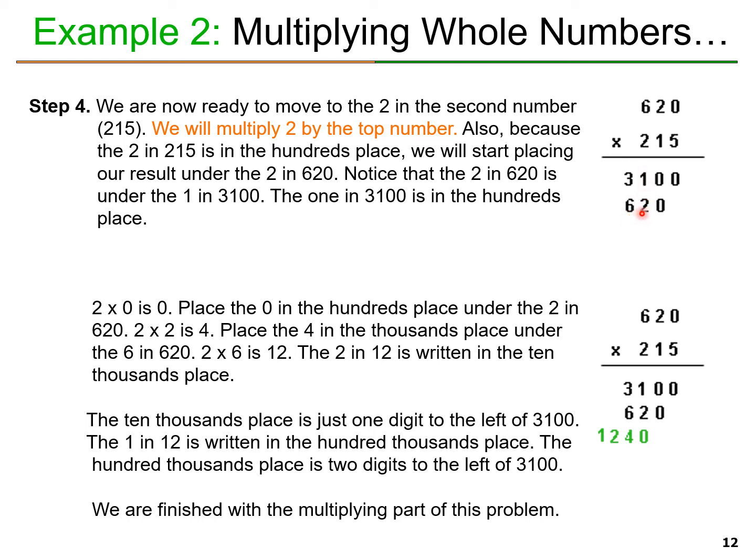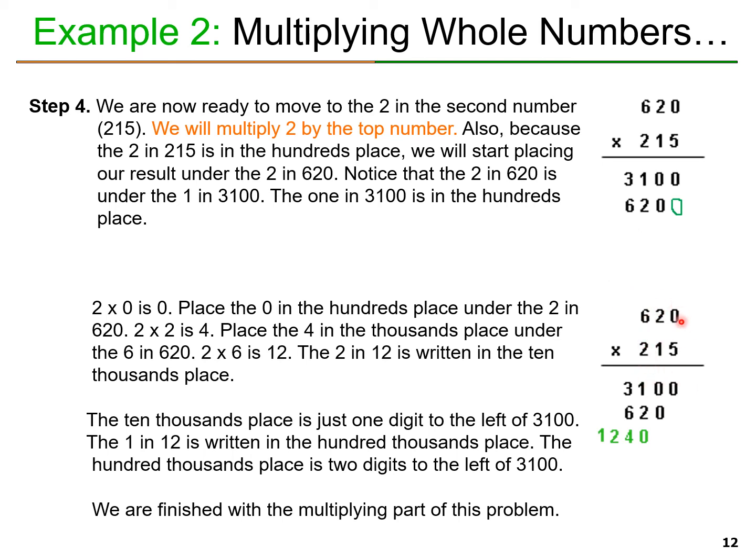Now in the number 620, the 2 is in the tens place, but if it would help you, just imagine that we have a 0 right here. So let's go ahead and put in a 0 there. Okay, so now we see that this 2 in this number here is in the hundreds place. So we're going to start placing our result in this column this time. Okay, let's continue down here.